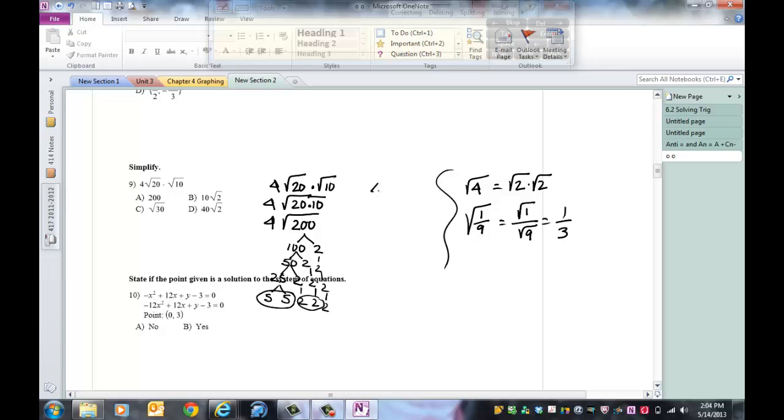So my problem then becomes 4. I have 1 5 that comes out from this group right here of 5s. I have a 2 that comes out from this group of 2. And I have a 2 that's left over that did not have a matching partner. So I start multiplying. 4 times 5 is 20. 20 times 2 is 40. And I still have that square root 2 in there. Your answer to that problem comes out to be D.